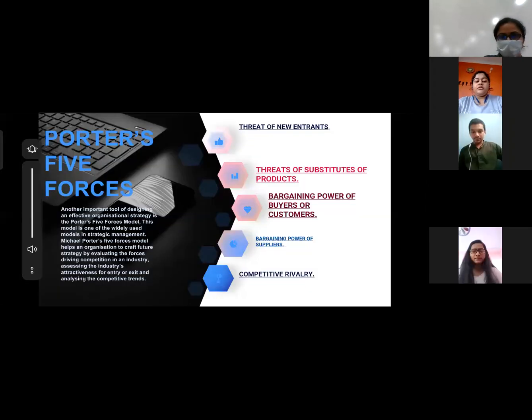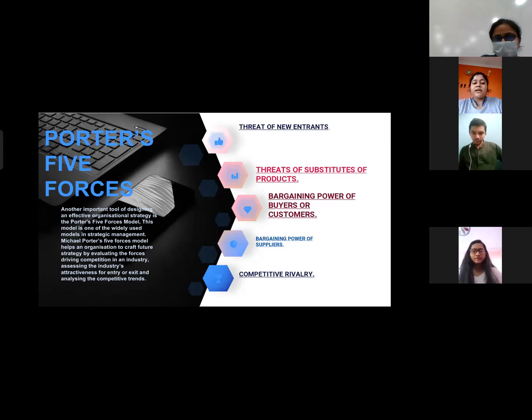It is a framework that is used to analyze the level of competition within an industry. It is useful especially when starting a new business or entering a new sector of an industry. According to this framework, competition doesn't only come from competitors. Rather, the state of competition depends on five basic forces: threats of new entrants, threats of substitutes of products, bargaining power of buyers or customers, bargaining power of suppliers, and competitive rivalry.